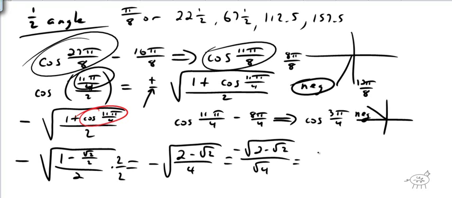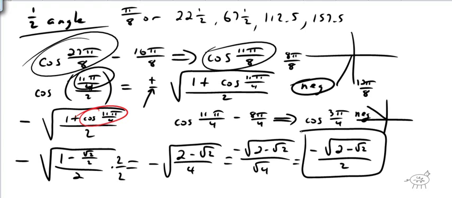So then my final answer is negative square root of 2 minus root 2 over 2. That is the final answer. So you just got to be super, super careful with signs. That's probably the biggest error that you can possibly make here, is issues with signs.